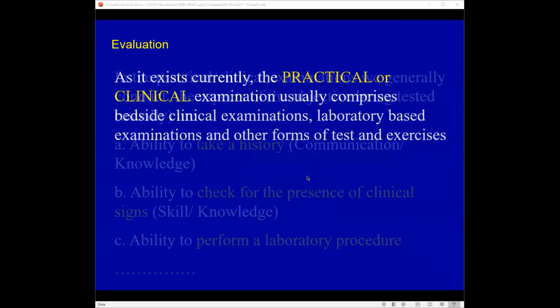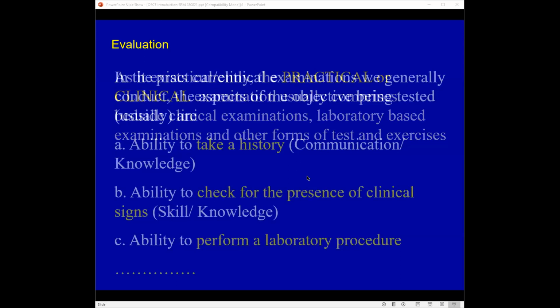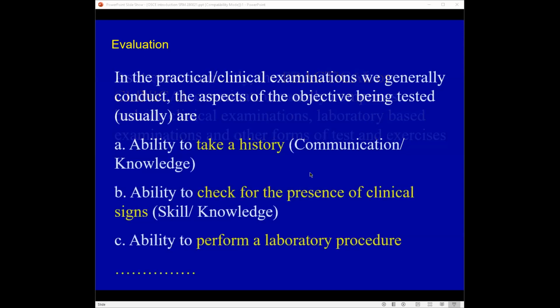Now, what are the things that we are trying to measure there? We are trying to measure the ability of the student to take a history, in which case we are testing his ability in communication, and of course, a background of knowledge. But can he speak to this patient and actually get a good history? The ability to check for the presence of a clinical sign, which again is a skill, maybe an enlarged liver, maybe pallor, maybe looking for a cataract. And of course, perhaps the ability to perform a procedure, a lab procedure like drawing blood perhaps, or doing something else, right?